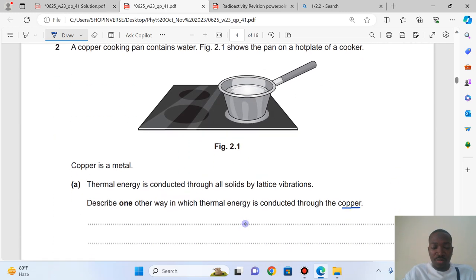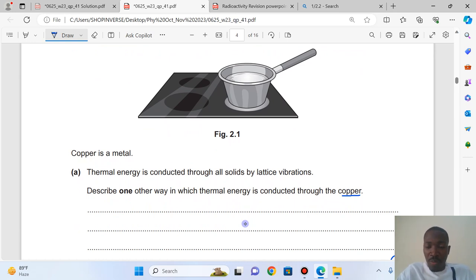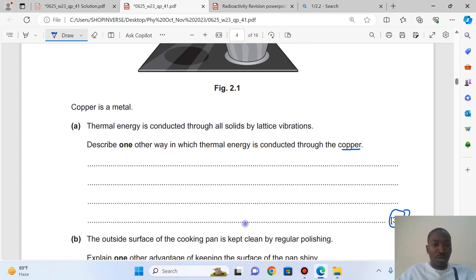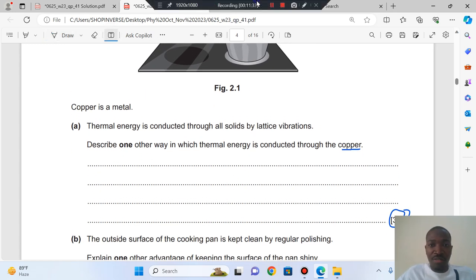Now, come back to this question. Describe one other way in which thermal energy is conducted through copper. Copper is a metal, and metals have free electrons. So we're going to state here that metals have free delocalized electrons. That's the first point. Then what else? How does that work? The electrons are free to move about, though the particles of the solid are fixed. They can only vibrate about their fixed positions. But the electron is free to move about, and it carries thermal energy and deposits it at distant particles. That way, thermal energy begins to flow from a region of higher temperature to a region of lower temperature. Heat flows from a region of higher temperature to a region of lower temperature. That's how metals conduct heat. So I'm going to type it here now.